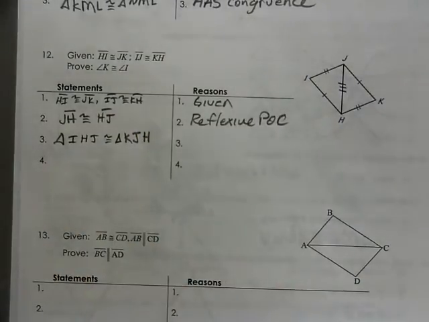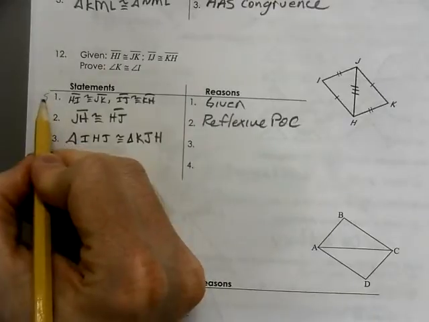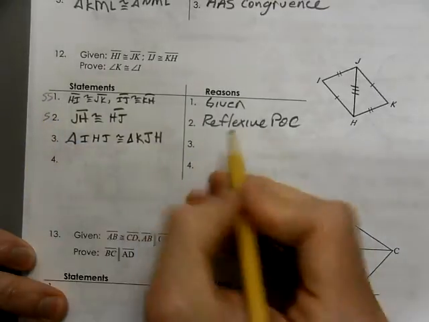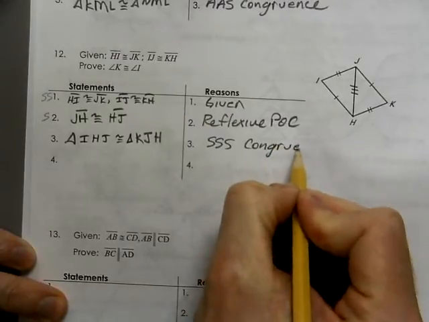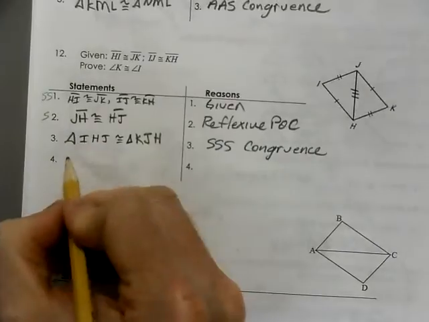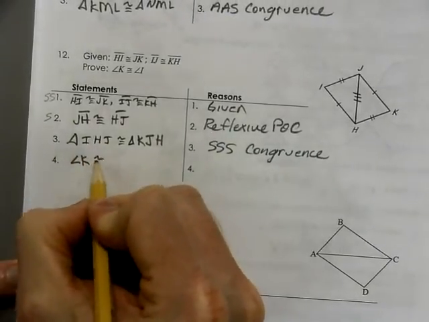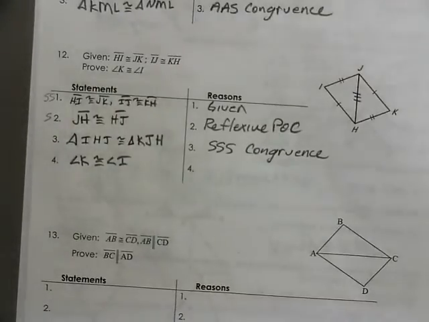Why are those 2 triangles congruent? There were 2 sides here and 1 side here, so SSS congruence. And then we know that angle K is congruent to angle I. What is our reasoning going to be?